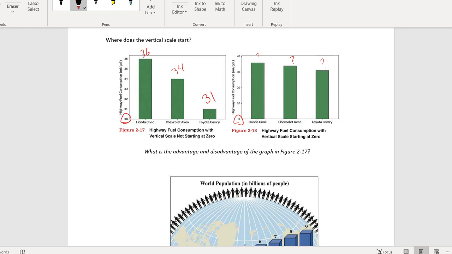However, again, when we're talking about perception and perceptual distortion, if I just looked at the left-hand one and I didn't pay attention to the axes, I would think, oh, Toyota gets maybe a sixth of the gas mileage or a fifth of the gas mileage as the Honda, right? Just because I can fit a lot more of the Toyotas inside the Honda bar. Whereas when we look over here, that's just not true.